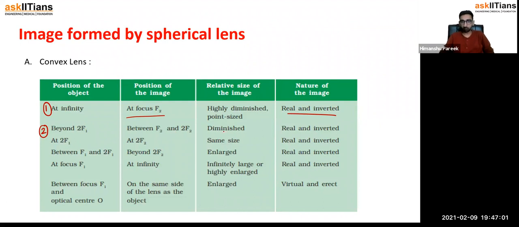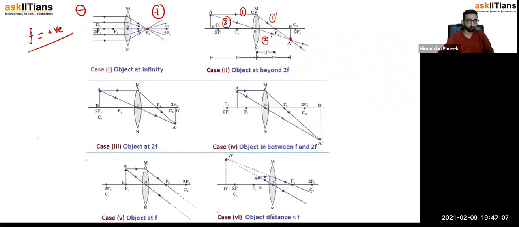Now the image was diminished, real, and inverted. Third case, if I keep the object at center itself. As you remember, if you keep the light rays at center, the image will be formed at the center on the other side. So this is 2f, this is 2f. So the image is being formed here only, and the image will be of the same size. Again, I have taken the two light rays parallel and passing through the optical center. That's it.